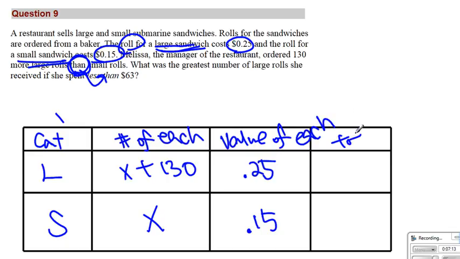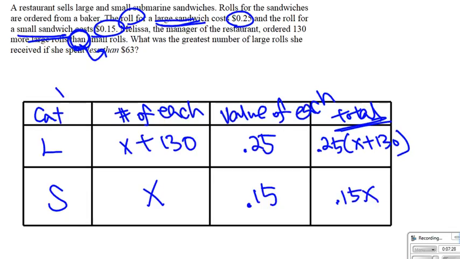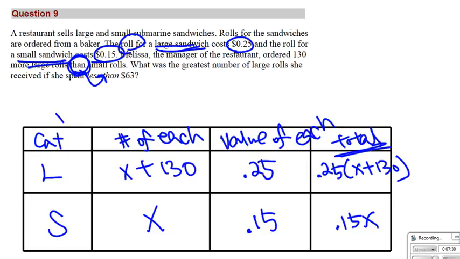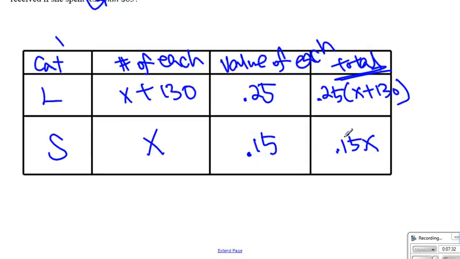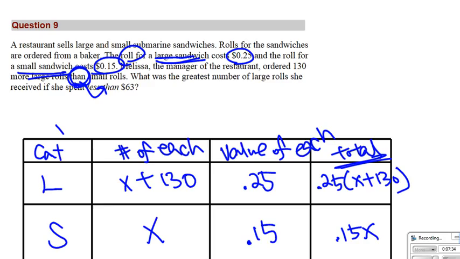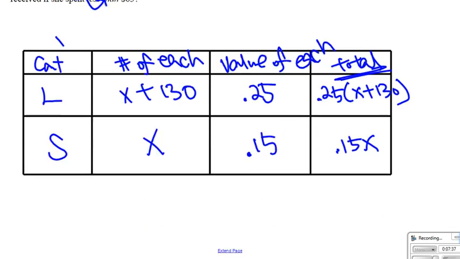And then this will be the total value. How can you get the total value? All you have to do is simply multiply. So 0.25x plus 130 and 0.15x. So once you calculate this one, you'll end up getting that the entire value has to be less than $63.